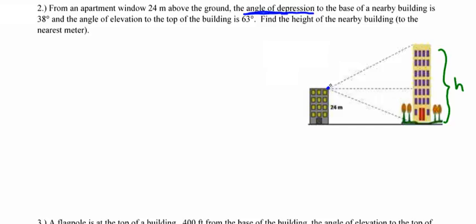So my starting point is up at the top of this 24-meter building. The horizontal is that blue segment right there. The angle of depression is going to be from that blue horizontal segment looking down, and that angle is 38 degrees. The angle of elevation, on the other hand, is always from the horizontal looking up. So same starting point, same horizontal piece, but this time we're from that horizontal piece looking up. So that angle, 63 degrees.